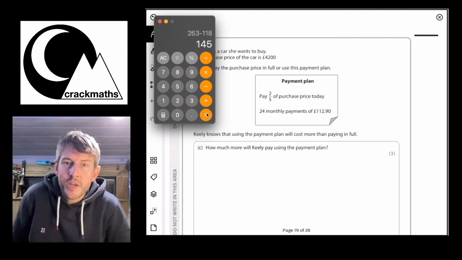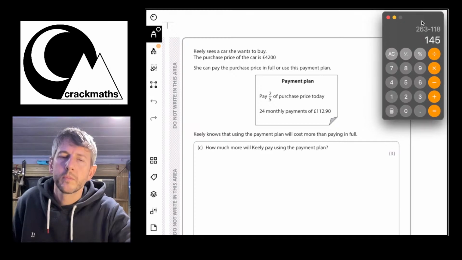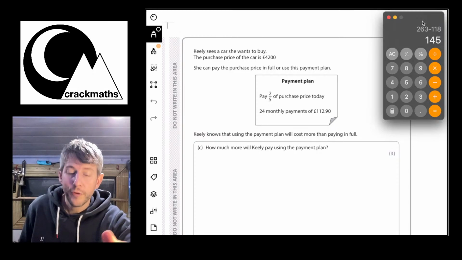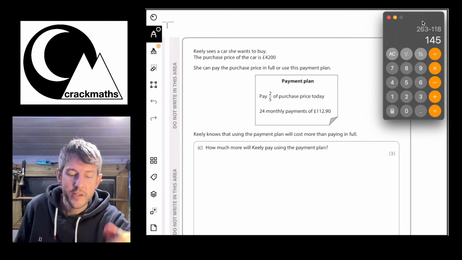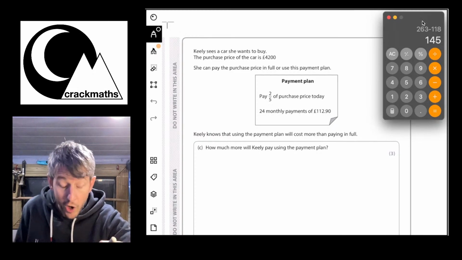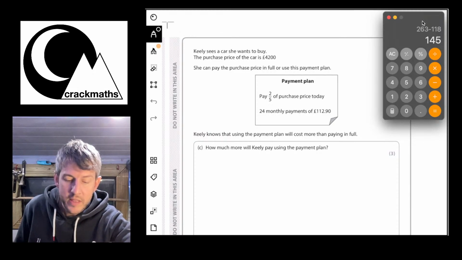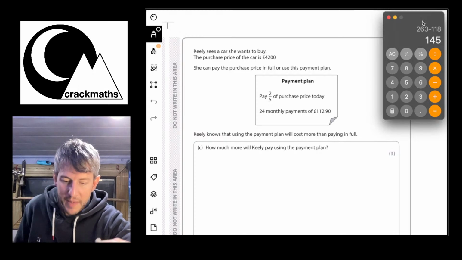Keely sees a car she wants to buy. The purchase price of the car is £4,200. She can pay the purchase price in full, or she can use the payment plan. So the payment plan is here, and it says pay 2/5 of the purchase price today, 24 monthly payments of £112.90. Keely knows using the payment plan will cost more than paying in full. How much more will Keely pay using the payment plan?